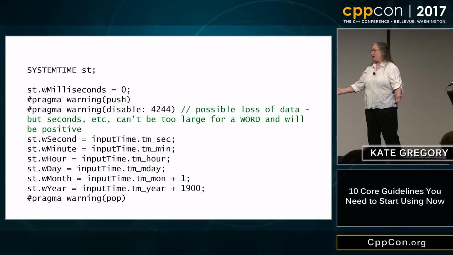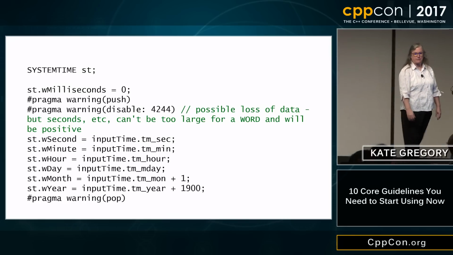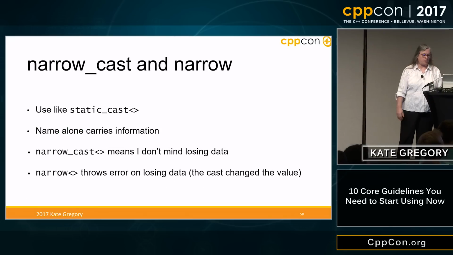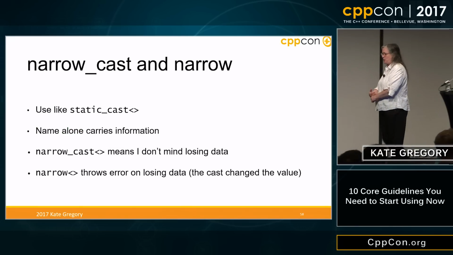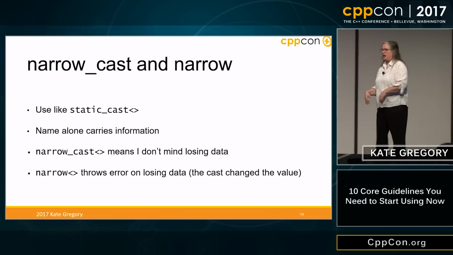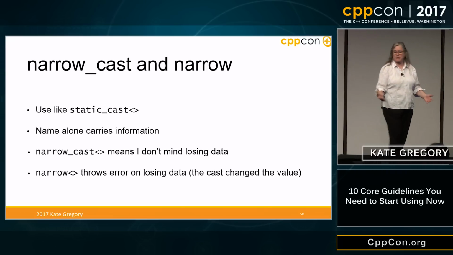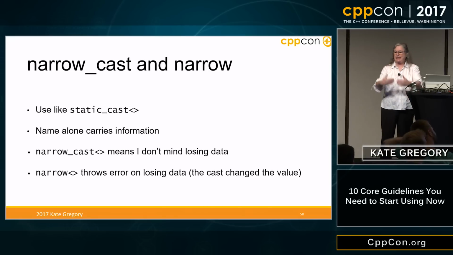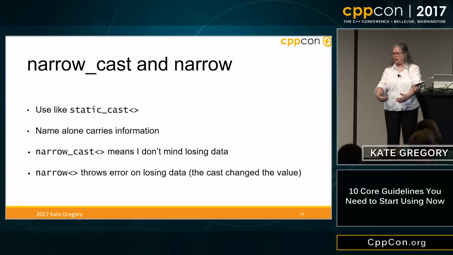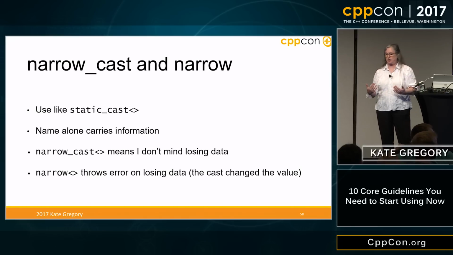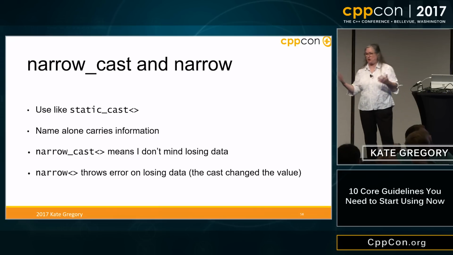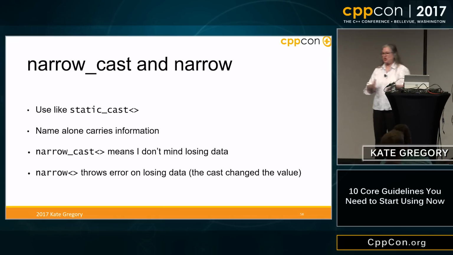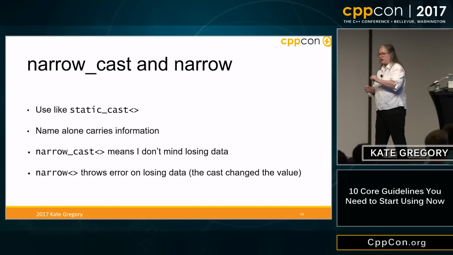Seconds and whatnot cannot be too large for a word, and they will always be positive. But the compiler doesn't read comments. So, narrow_cast and narrow, which are not in the standard, they're in the GSL. They're just like, say, static_cast. All right, I'm going to narrow_cast to a word. Just seeing the name tells the person who reads your line of code that this is a narrowing conversion, as opposed to any other kind of randomly chosen conversion that you're doing. So that's good. The one that's easier to type is a little slower because it does a little more.